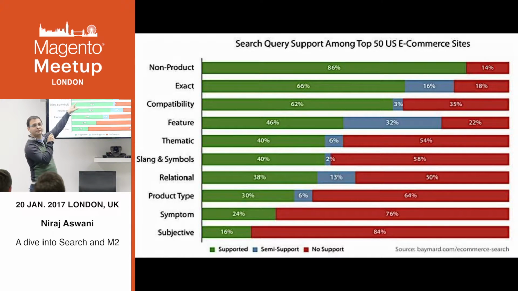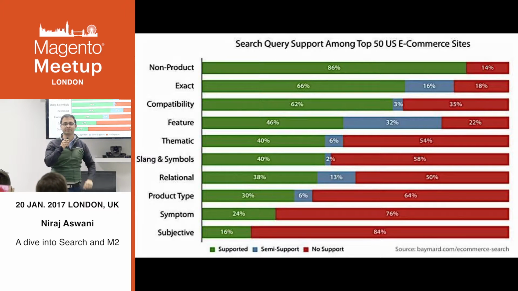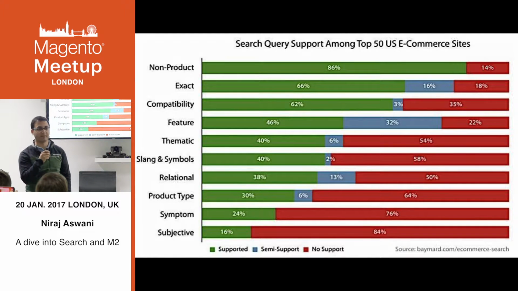Let's start from the top. Non-product queries. What do you think? Can you give me an example of that? Store location. That's correct. What would be the most common query on an e-commerce website? Shipping cost. Returns. People want to return, and that's what they type. So that's non-product.